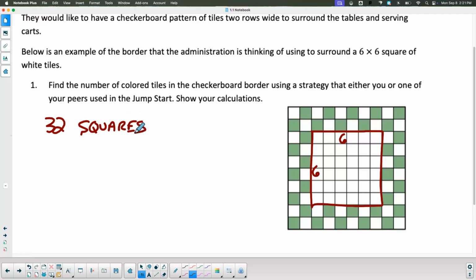You should have gotten 32 colored squares. So if we did the first method, now it's a 10 by 10 grid, and it's a 6 by 6 inside, divided by 2. 10 squared is 100. 6 squared is 36. 100 minus 36 is 64. 64 divided by 2 is 32.